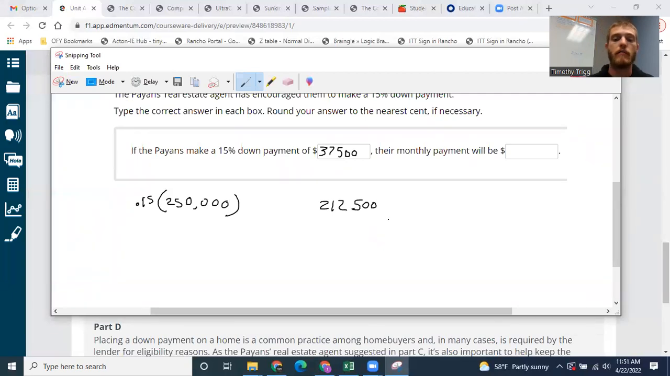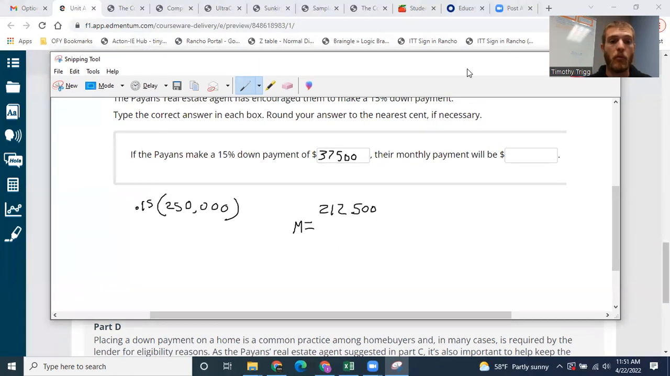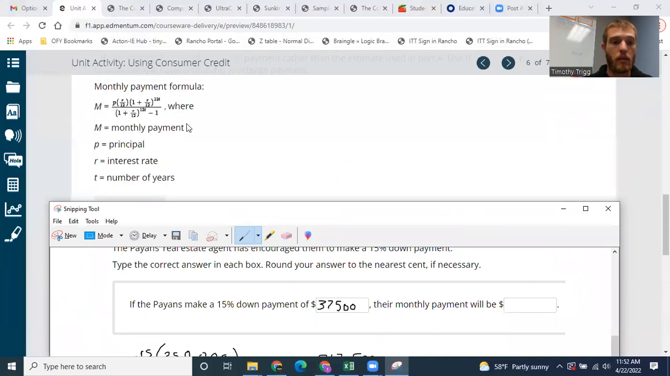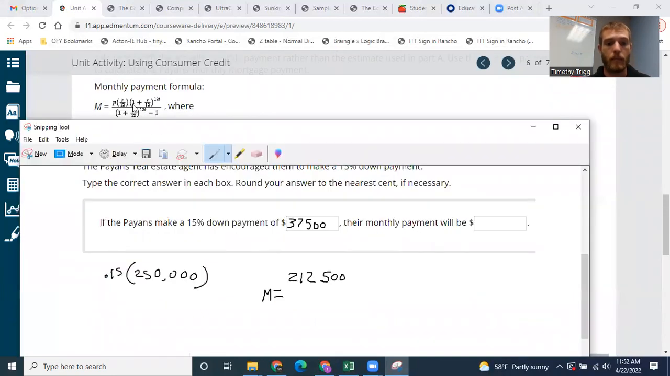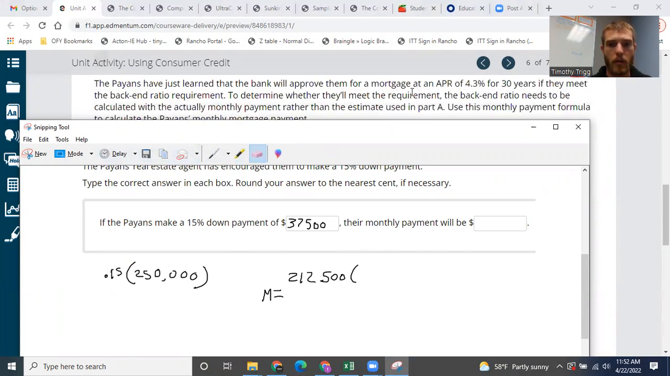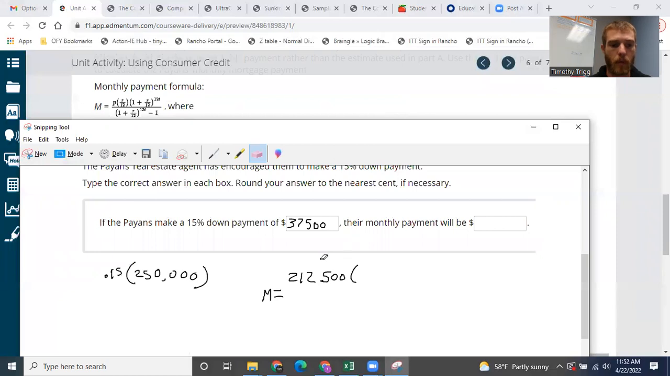Okay, it's $212,500. Let's go ahead and figure out the monthly payment, the monthly mortgage payment. That'll go here. The monthly mortgage payment, again, we're going to use the formula that we had before. So scroll up here, this formula right here. Okay, so again, let's see, what was their interest rate? It was 4.3%. Okay. 0.043 divided by 12.